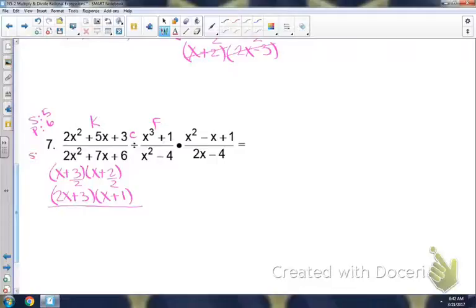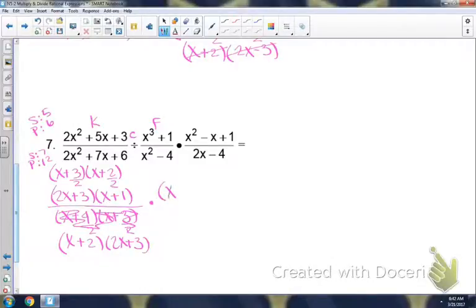The denominator there, sum is 7, product is 12. So that would be 4 and 3. Having to use the swing method. So that's x plus 2 and 2x plus 3. Alright, I'm changing my division to multiplication. I'm flipping the second fraction. So now I'm going to have x squared minus 4 on top. That's difference of squares. Be x plus 2, x minus 2.